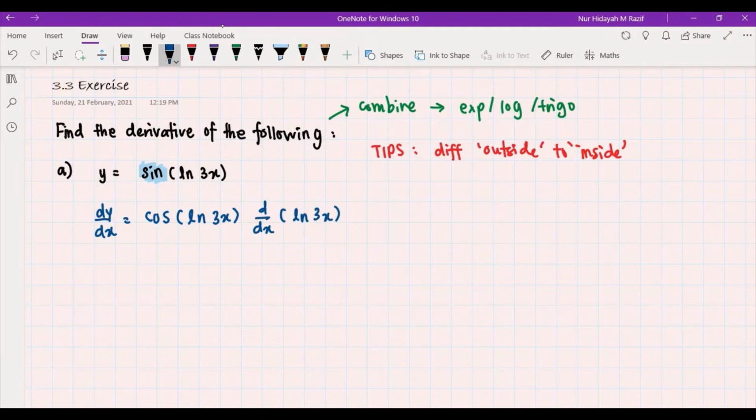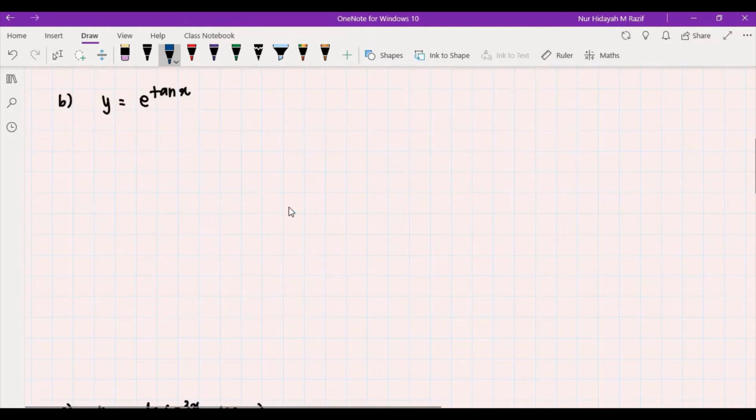And to differentiate ln 3x, if you recall, you have learned previously, we are going to get 1 over whatever is inside, which is 3x, and then we are going to multiply by 3. So we can just cancel 3 and 3, and that will leave us with the solution 1 over x multiplied by cos ln 3x. And that is our final answer.